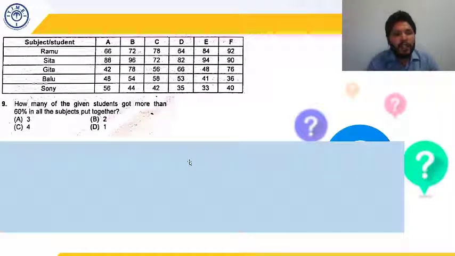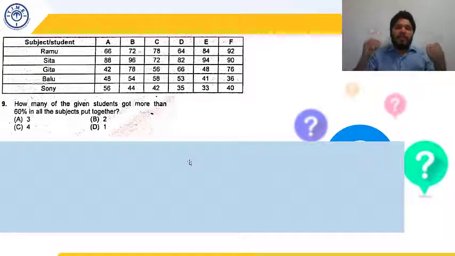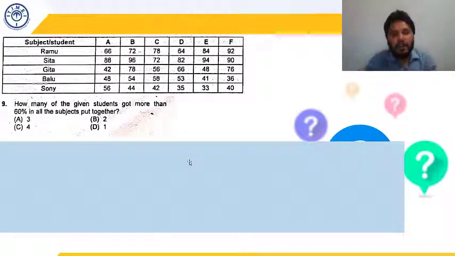For how many of the subjects did Sony get more than 60% marks? I think in none of the subjects Sony got more than 60% marks. Then how can his percentage be more than 60%? So that is not possible. So obviously Balu and Sony are not going to be in that list, and Ramu and Sita are definitely in that list. So which person do we need to check? We only need to check for Geeta, none of the other persons.